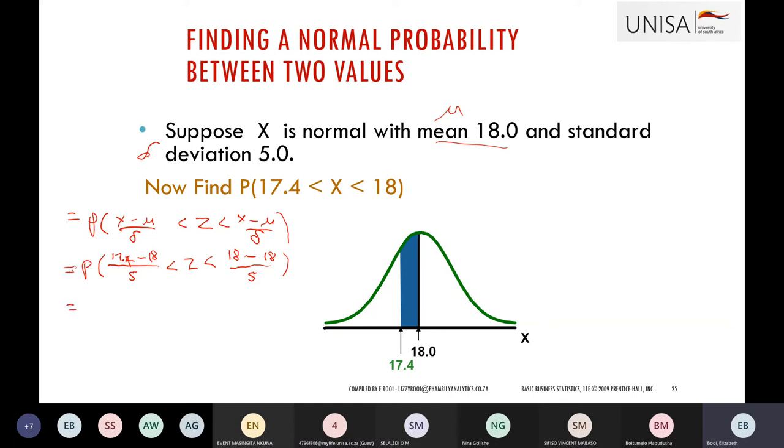Calculate this for me quickly: 17.4 minus 18 divided by 5, what do we get? Minus 0.12. So minus 0.12 is less than Z, which is less than, and 18 minus 18 is 0 divided by 5 will just give us 0.00. Now we need to find the probability. So it means we need to find the probability that Z is less than 0.00 minus the probability Z is less than minus 0.12.